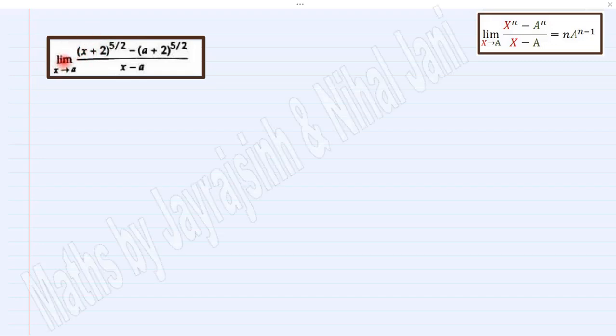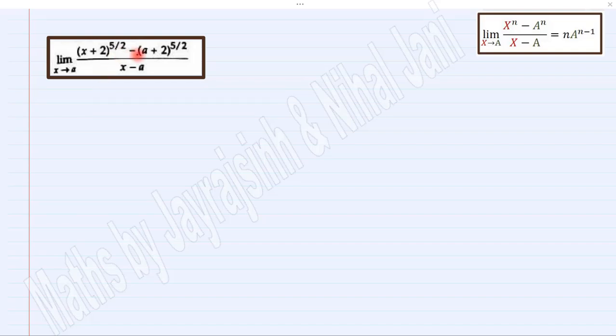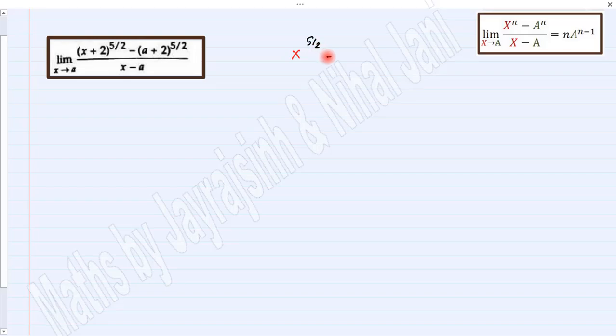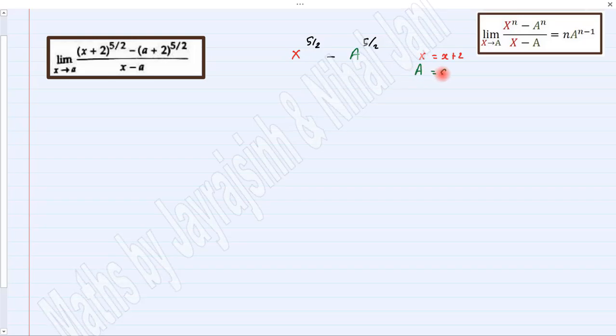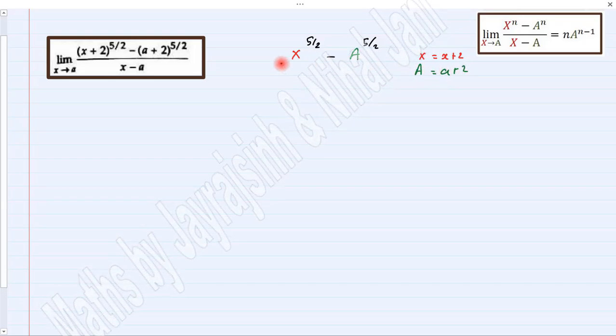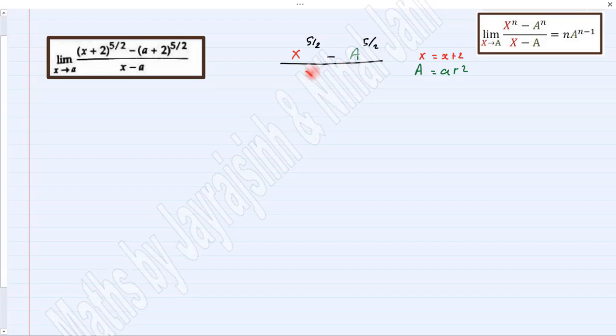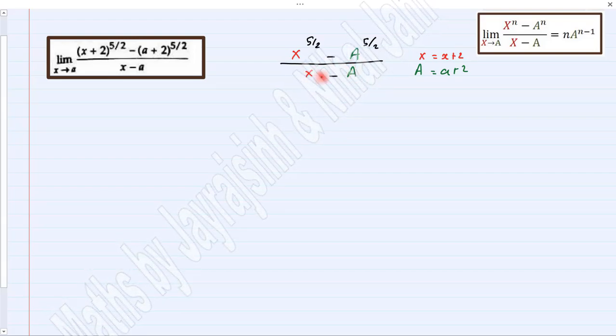In this question, we have to find the limit as x tends to a of (x plus 2) raised to 5 by 2 minus (a plus 2) raised to 5 by 2, upon x minus a. We can convert this question into the standard form. In the numerator, we have X raised to 5 by 2 minus A raised to 5 by 2, where capital X is x plus 2 and capital A is a plus 2. Now, we just need x minus a in the denominator.